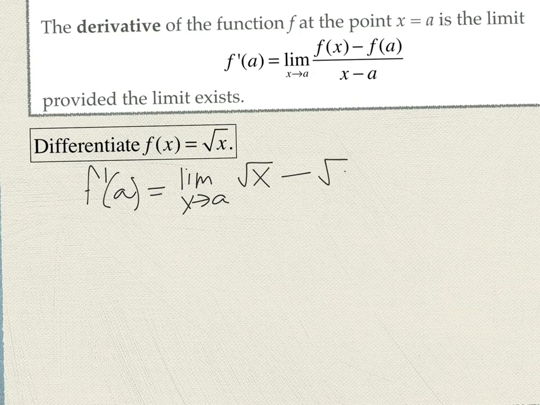Root a, thank you. Okay, over x minus a. Okay, that is absolutely correct. That is what you would write. So now f of a really just means a put in where x was, right? That's what it means. So now I have this. Now how would you suppose I would compute a limit like this?